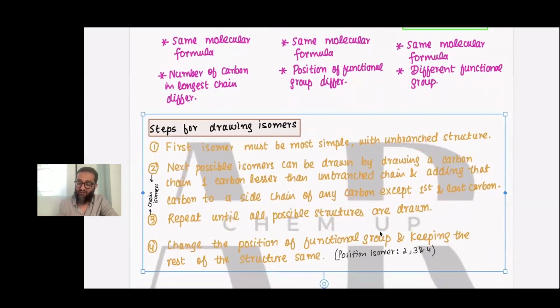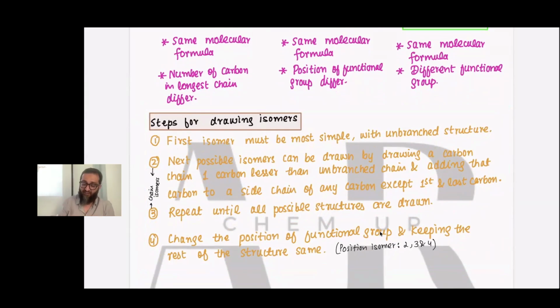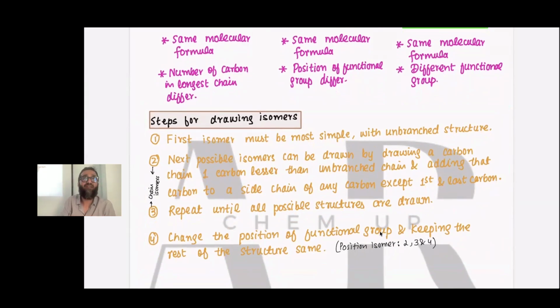So if you follow this order when you are drawing the isomers, it will be easier for you to draw all the possible isomers. So the first thing is that when you are drawing the isomers, the first isomer must be the most simple, with an unbranched structure. So it means, for example, if you need to draw the isomers of C4H10.